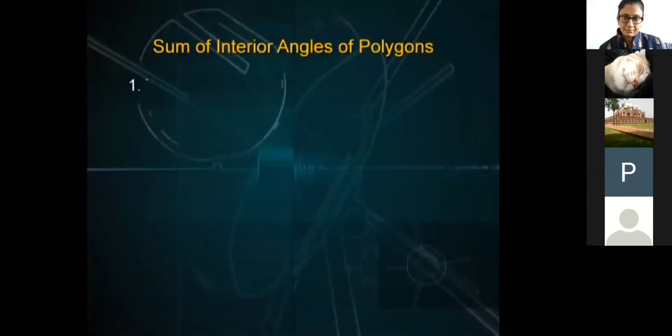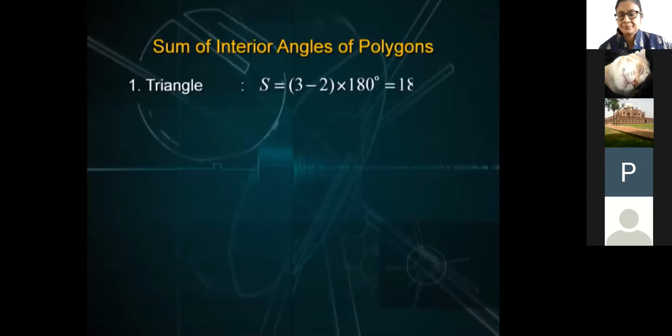We can express this 180 degrees as 3 minus 2 into 180 degrees, where 3 is the number of sides of a polygon.